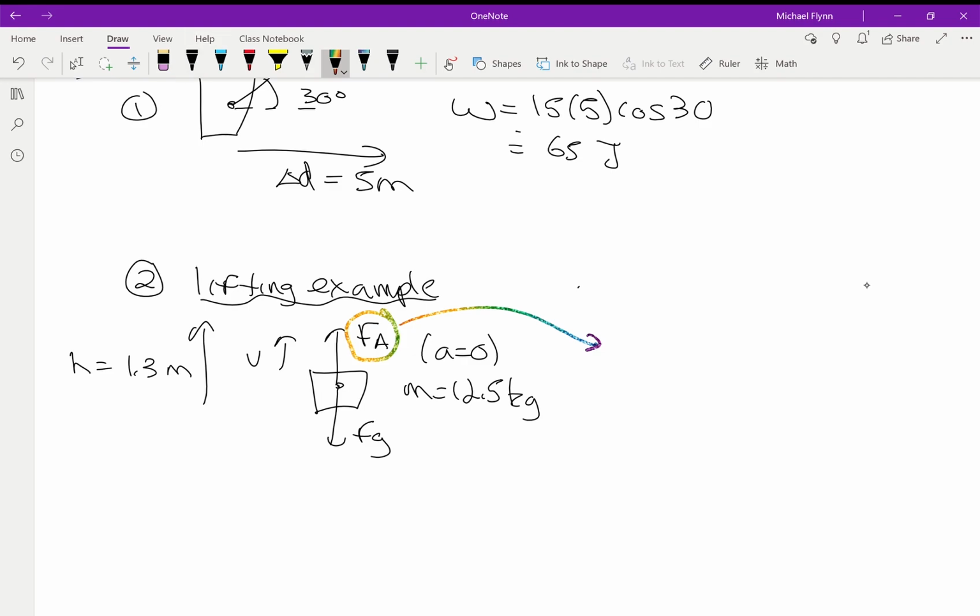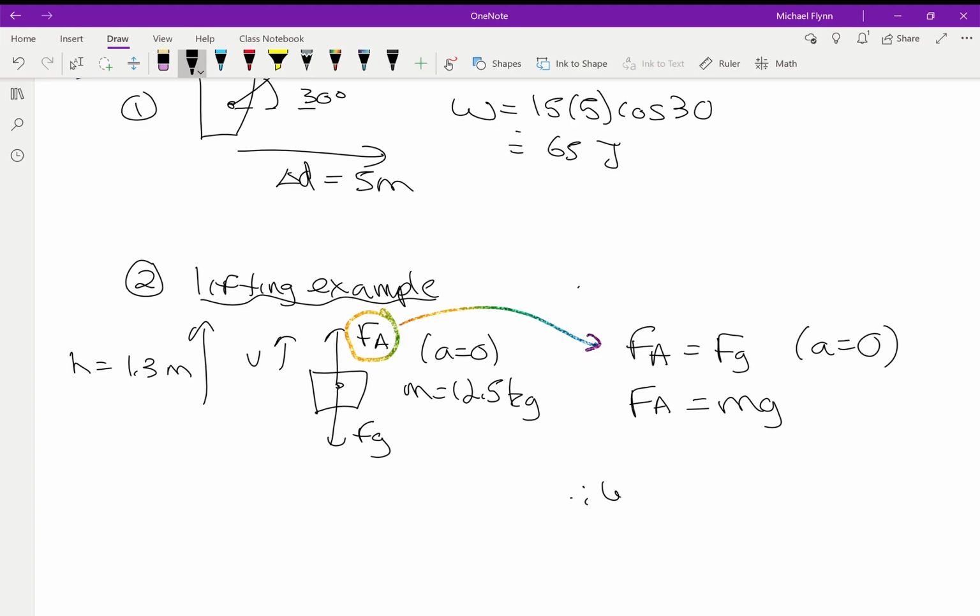Now, since the acceleration is 0, what we know then is that the applied force is equal to the force of gravity. This is because the acceleration is 0. So therefore, your applied force is mg. That's how much effort it takes to lift something, right? You have to at least match its weight, okay? And then you'll be able to lift it.